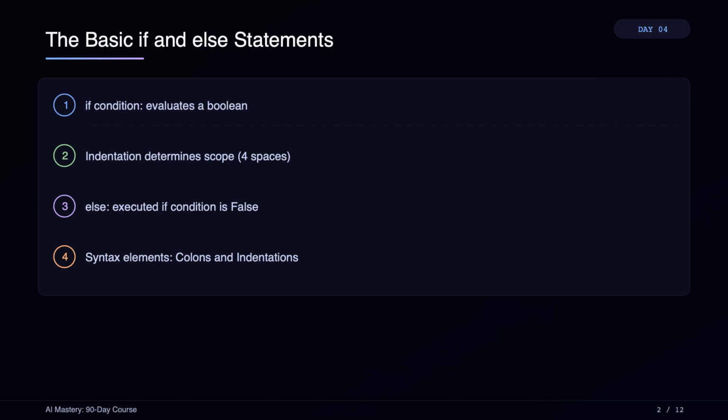Let us start with the most basic form of decision-making, the if statement. An if statement asks a question. It takes a condition, evaluates it as a Boolean expression, and if that expression is true, it runs the code block directly beneath it. Indentation is absolutely critical here. Unlike languages like Java or JavaScript which use curly braces to group code, Python uses indentation. We indent the code block by exactly 4 spaces. If the condition is false, Python skips that block.